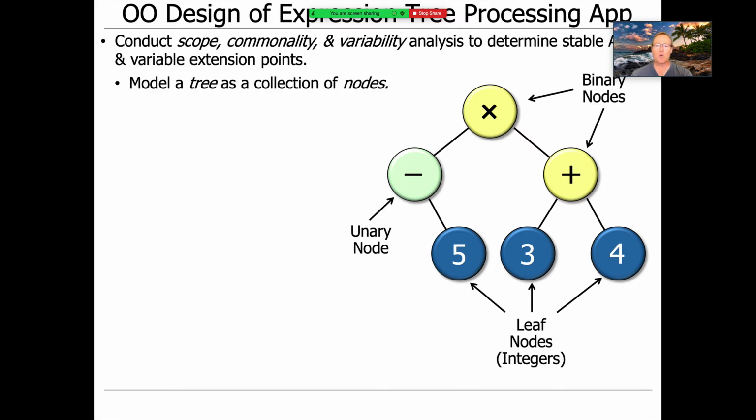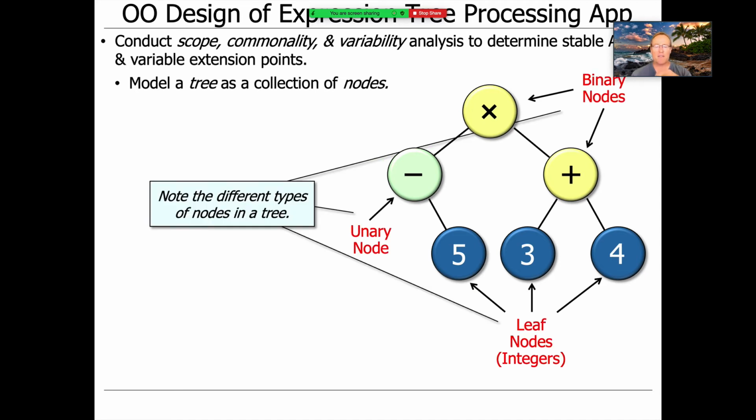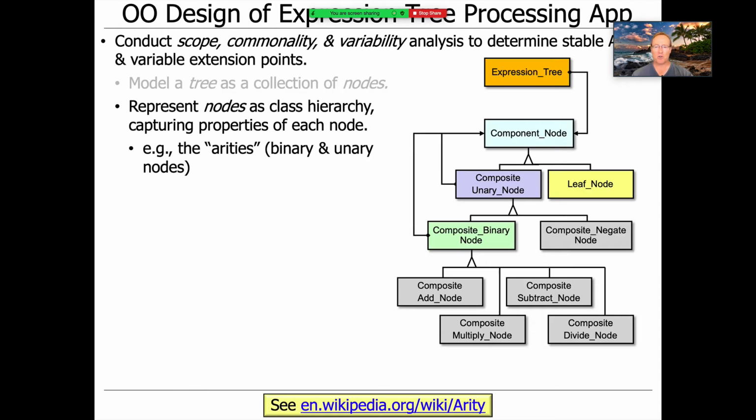So how do we do this? Well, first of all, we model our tree as a collection of nodes. So you can think about an expression tree as being a collection of nodes, and those nodes have different types. There are leaf nodes that have no children, there are unary nodes that have a single child, and there are binary nodes that have two children. And that's very important to think about in our design. Our design is going to embody the domain of expression trees.